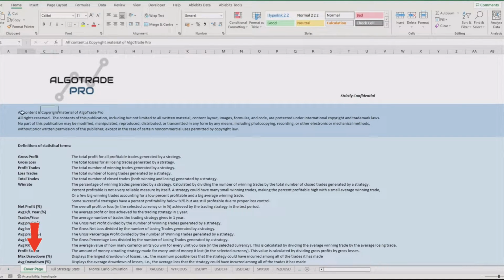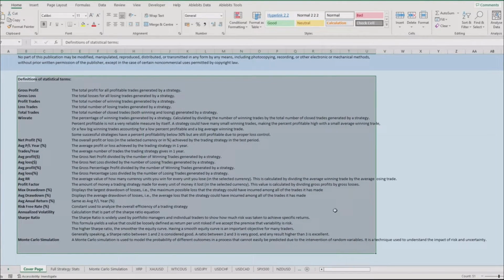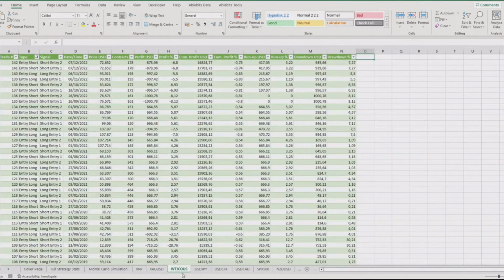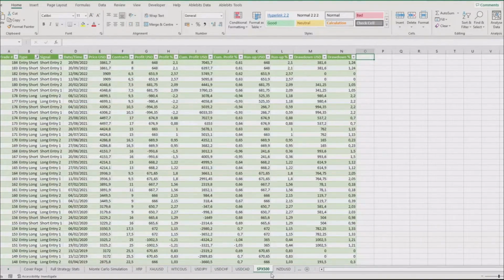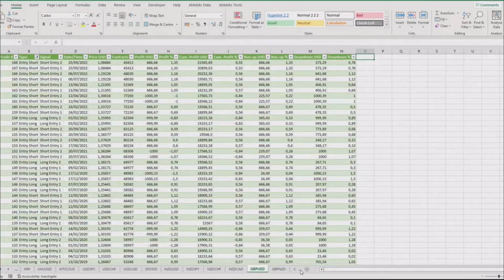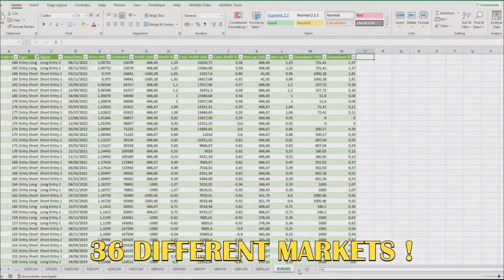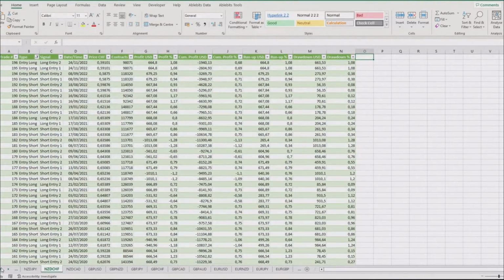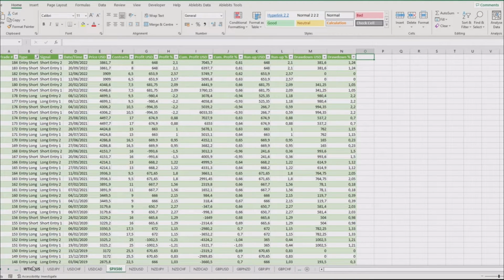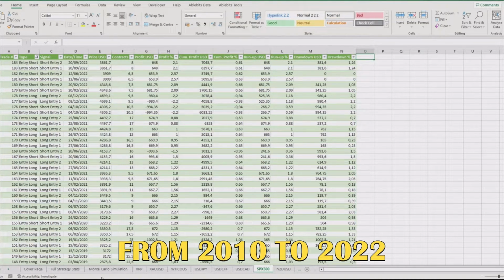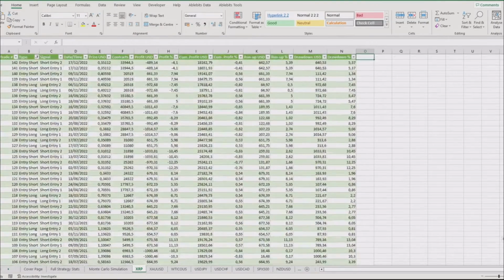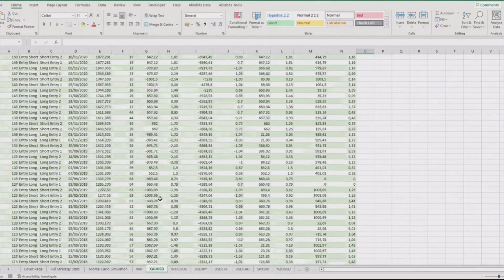First, here you find a cover page with some disclaimers and theoretical information about some statistical metrics that you will find throughout this Excel. Then you can also check all the statistical information of each market in which the algo was applied. For this example, I applied the algo to 36 different types of markets, from Forex and crypto to gold, oil, and even the S&P 500 index, in the same sample from 2010 to 2022, that is, in 13 years of data. All this information that you are seeing has been transferred from the TradingView platform.